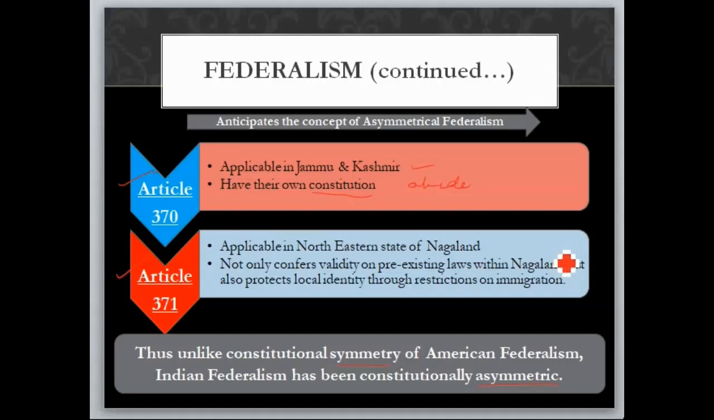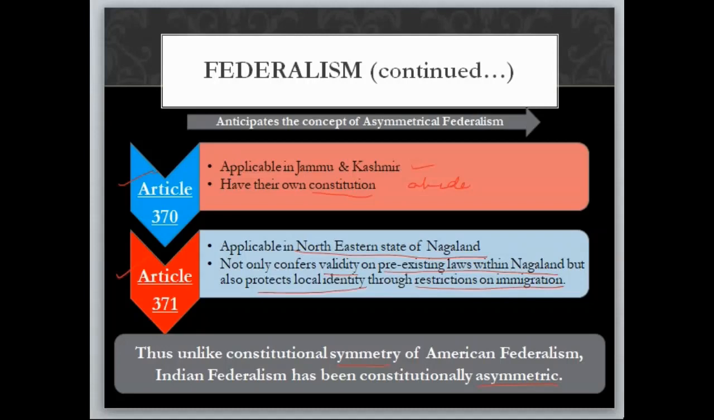Later on, recently in August 2019, this Article 370 has been abolished by the efforts of our Prime Minister, Honorable Narendra Modi. And after that, now the Indian Constitution can even be applicable in Jammu and Kashmir. Next is Article 371, which is applicable in the northeastern state of Nagaland. Now here, it not only confers the validity on the pre-existing laws within Nagaland, but also protects the local identity through restrictions on immigration. So here what happens is, this Article 371 gives some special rights to the people of Nagaland.